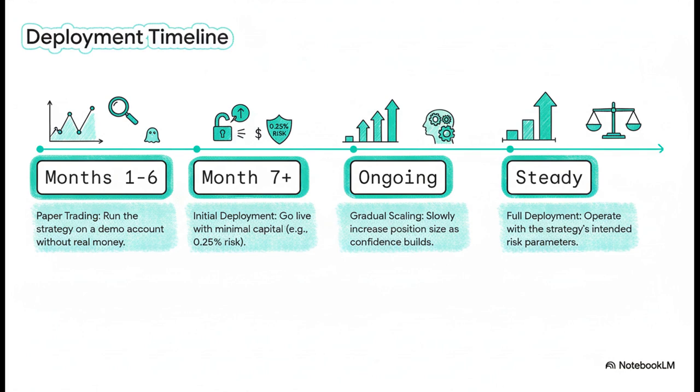First, you're going to paper trade for months, letting the system run in a demo account with zero real money at risk. If it survives that, then you go live, but with what I call scared money. You're risking just a tiny fraction of your normal size. And only after it proves itself in the wild, with real cash on the line, do you start to slowly scale up. Patience isn't just a virtue here, it's literally a survival mechanism.